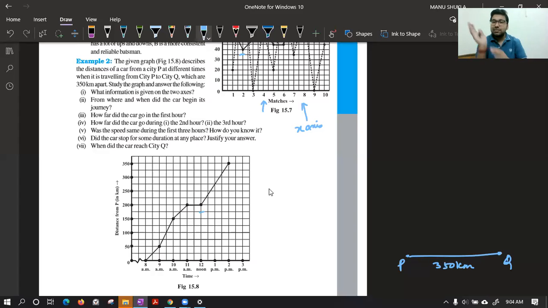You can see the graph is turned like this. It is more steep. If it is more steep, that means the slope is more. If the slope is more, it is traveling at a higher speed. Try to understand the slope. What is the slope of a graph? I'm just giving you an idea. If a graph is like this, how should I tell?